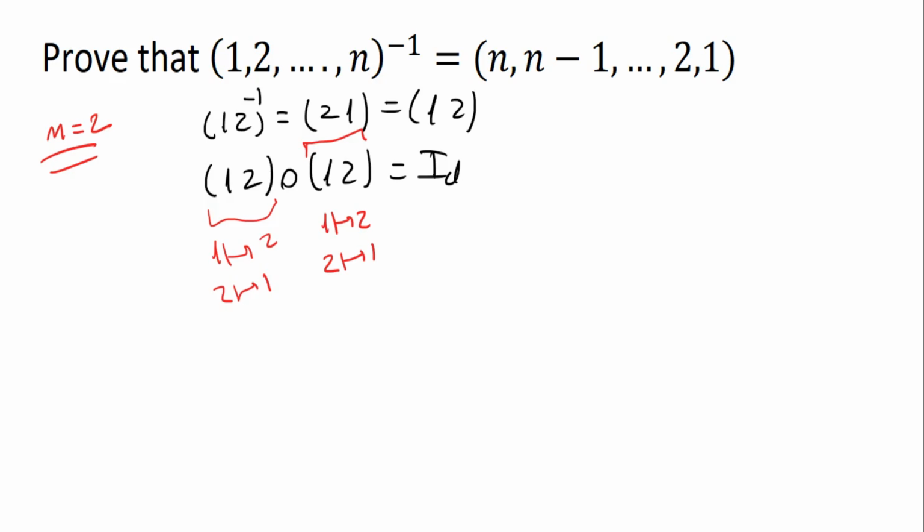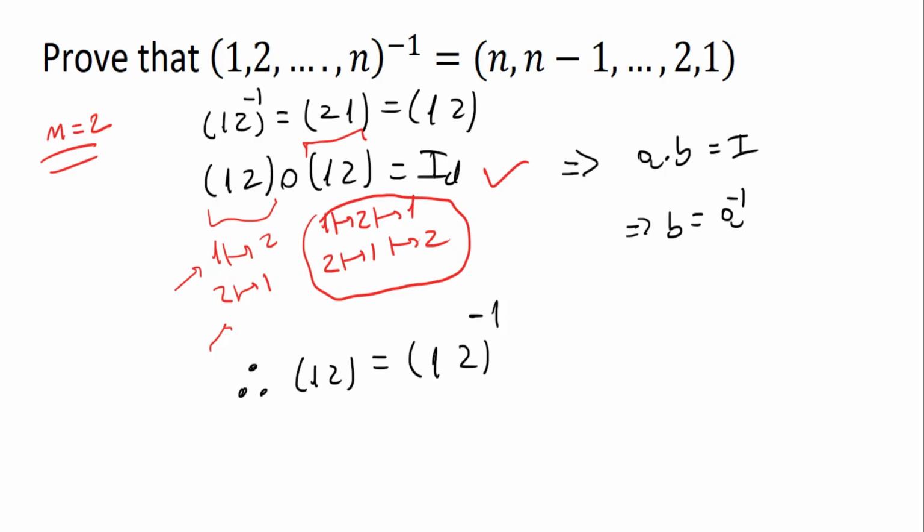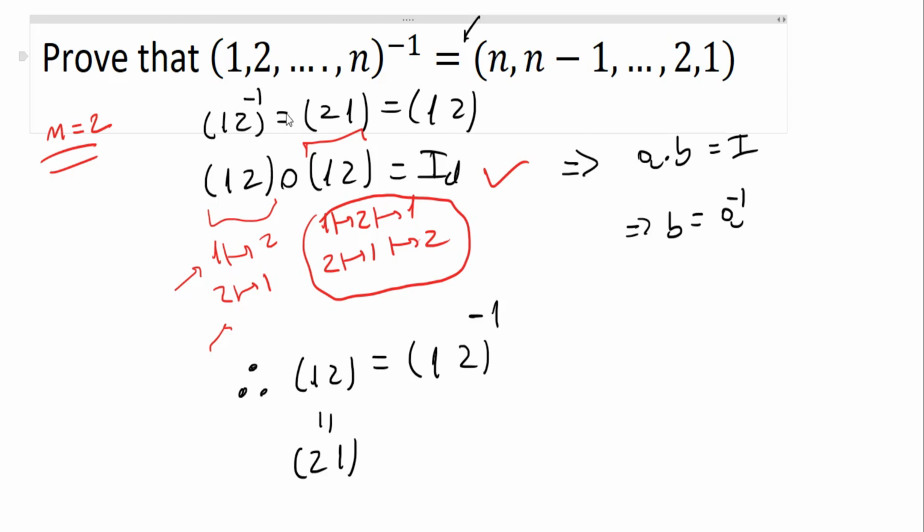If we look at the composition, 1 goes to 2 and 2 goes to 1. Here 2 goes to 1 and 1 goes to 2. Of course, this is the identity element, so this is correct. But we know that in general group theory, if we have two elements A and B and the product of them is equal to the identity element, then B is equal to the inverse of A. Therefore, we showed that (1 2) is equal to the inverse of (1 2), but (1 2) is equal to (2 1). This is exactly our property.